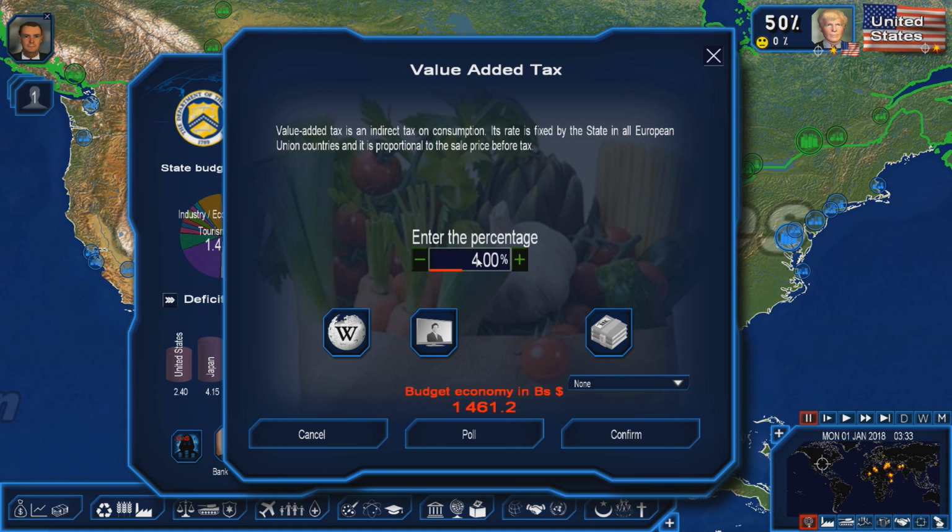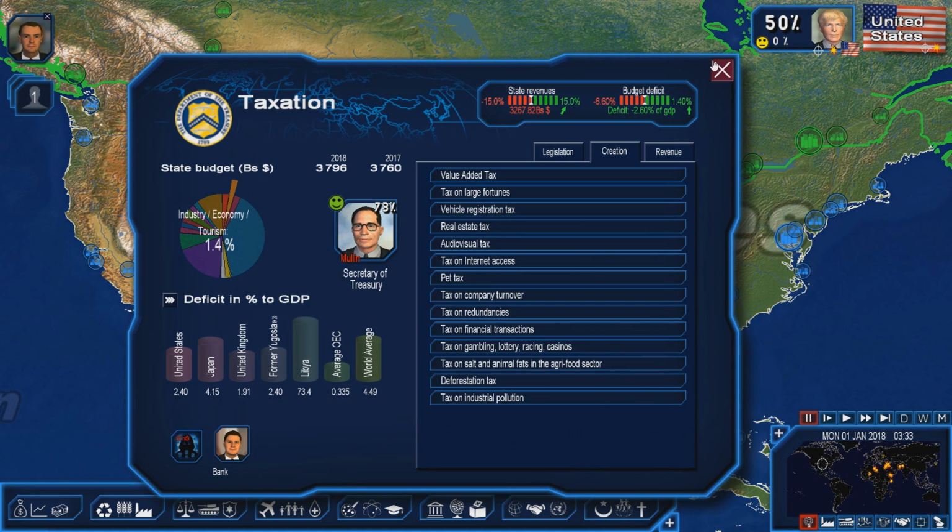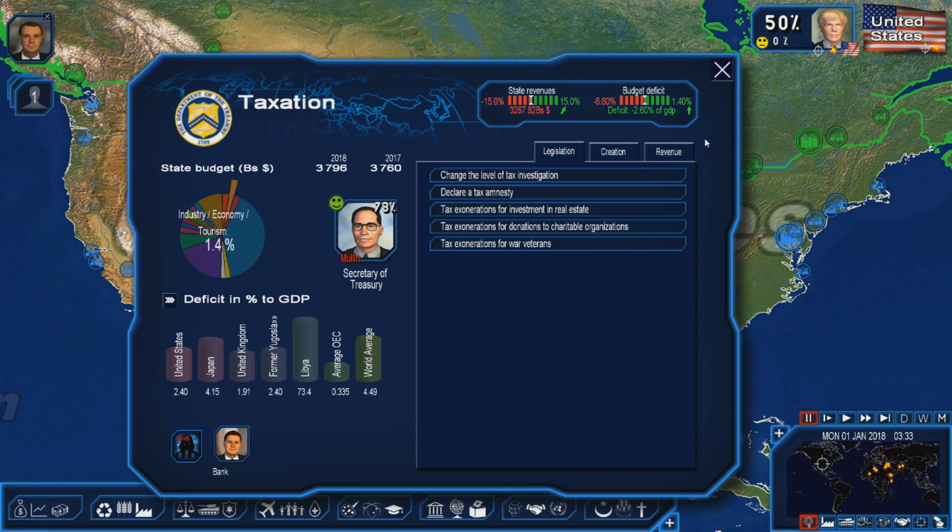However, I'm not going to institute it. A lot of these things I'm talking about, I'm not going to institute. So yeah, value-added tax, very easy.